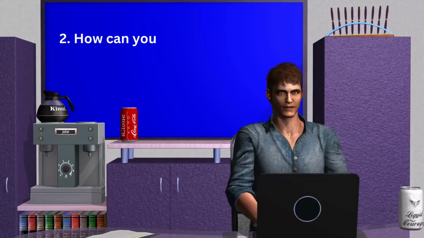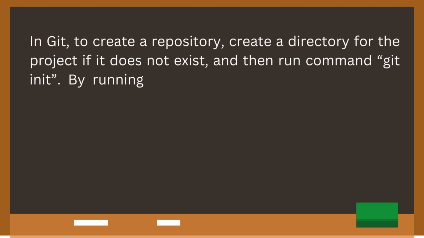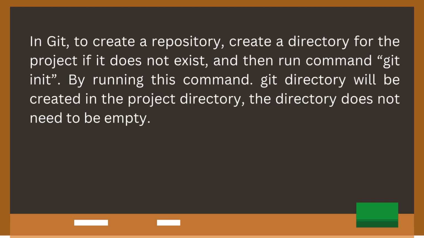2. How can you create a repository in Git? In Git, to create a repository, create a directory for the project if it does not exist, and then run the command git init. By running this command, a Git directory will be created in the project directory. The directory does not need to be empty.